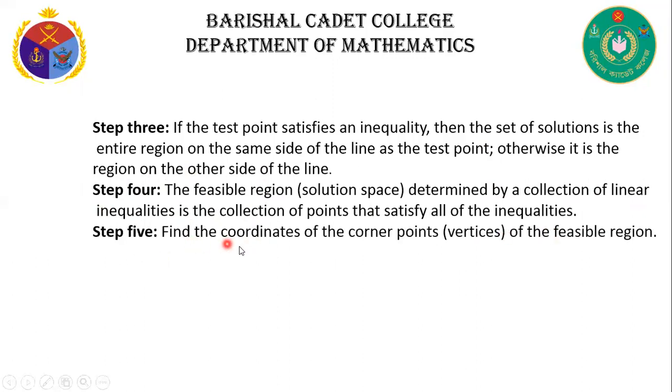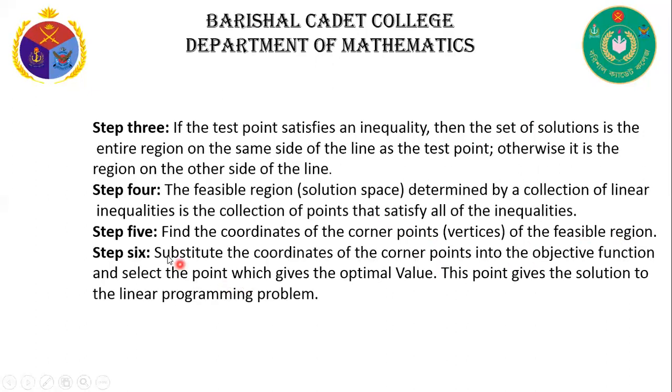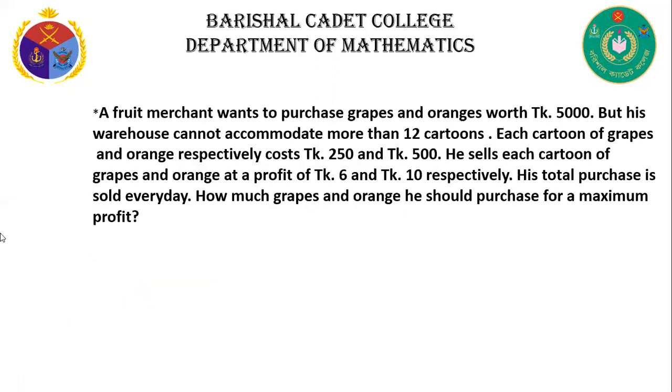And step 5, find the coordinates of the corner points or vertices of the feasible region. And step 6, substitute the coordinates of the corner points into the objective function and select the point which gives the optimal value. This point gives the solution to the linear programming problem. We follow these necessary steps when we solve a linear programming problem graphically. Now let us try to solve some linear programming problems.